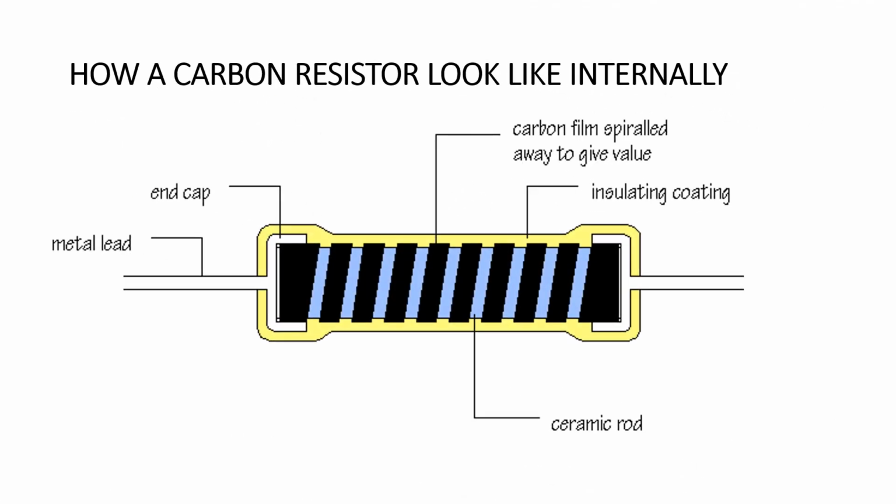Let's have a look how a carbon resistor looks like internally. There are two metal leads left and right side of the resistor which are used to connect the resistor in the circuit. There is a carbon film spiraled over a ceramic rod which gives the required resistance in the circuit. This whole arrangement is encapsulated in an insulated coating so that it becomes opaque from outside.